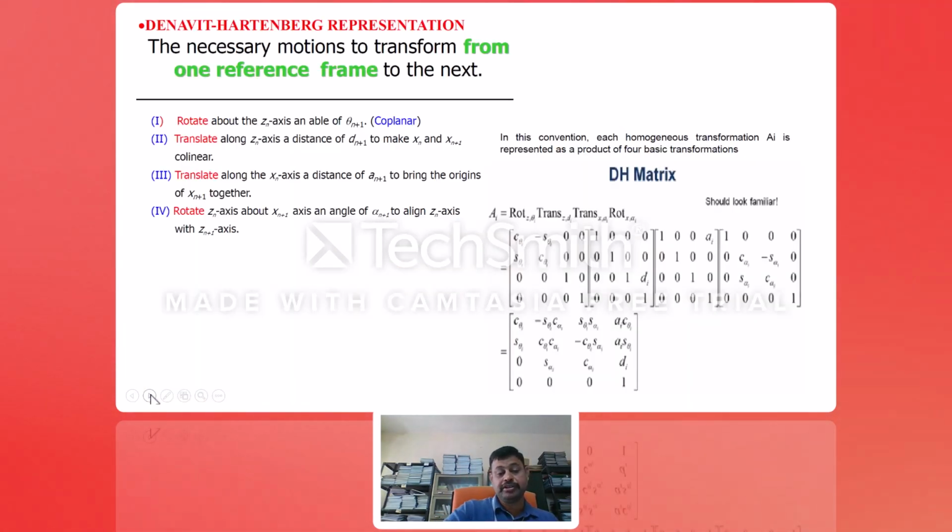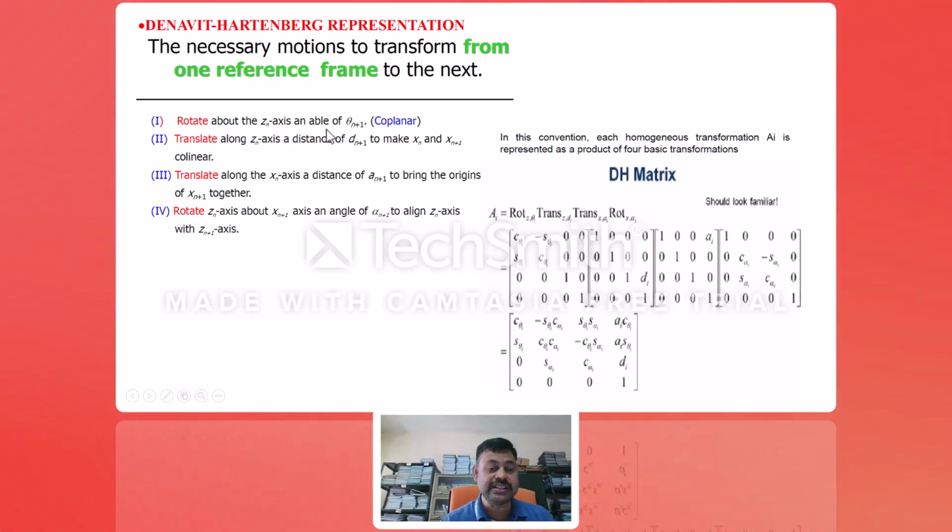Now suppose you want to put it into the DH representation in the form of a 4 by 4 matrix. If you take one reference frame to the next, this is always the best thing to do. This includes two rotations and two translations. Look at the sequence: rotate, translate, translate, rotate. RTTR. This is the way we will explain it simply in class.